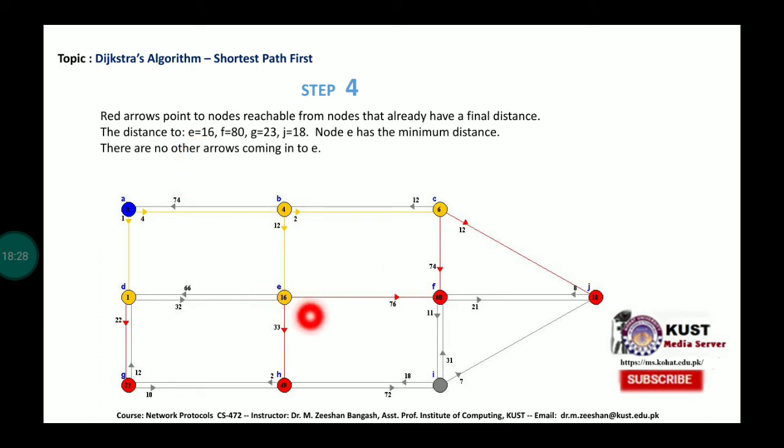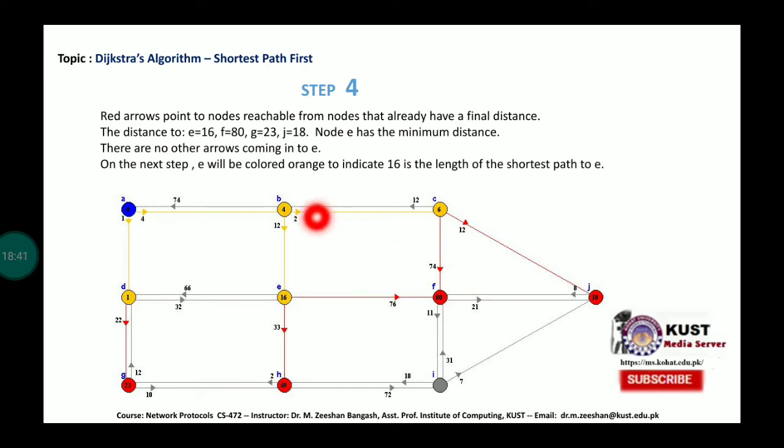So here the target is this node E, and we'll again execute step number 5 with reference to this node E, and there are no other arrows coming into E. Now in the next step, E will be colored orange in order to indicate 16 is the shortest path towards E.